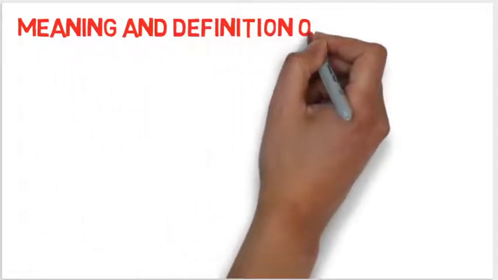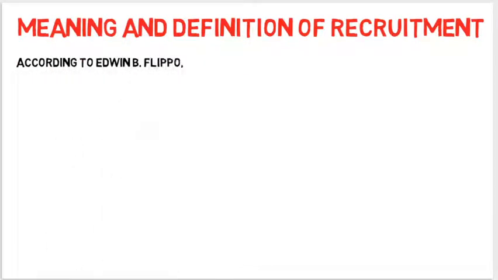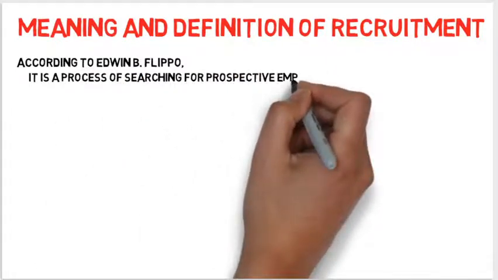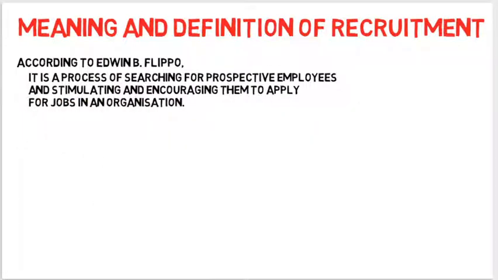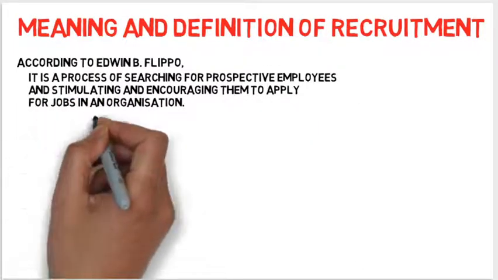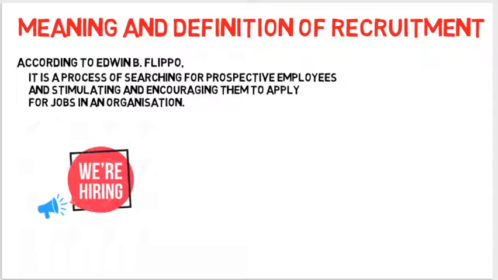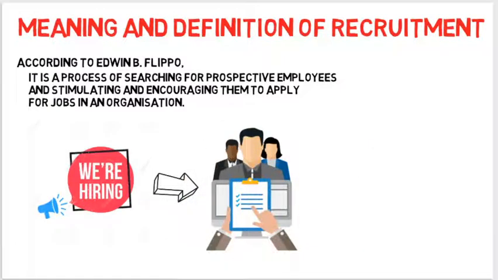Meaning and definition of recruitment. According to Edwin, it is a process of searching for prospective employees and stimulating and encouraging them to apply for a job in an organization. So we can say recruitment is the process of finding and hiring the best qualified candidate from within or outside of an organization for a job opening in a timely and cost-effective manner.